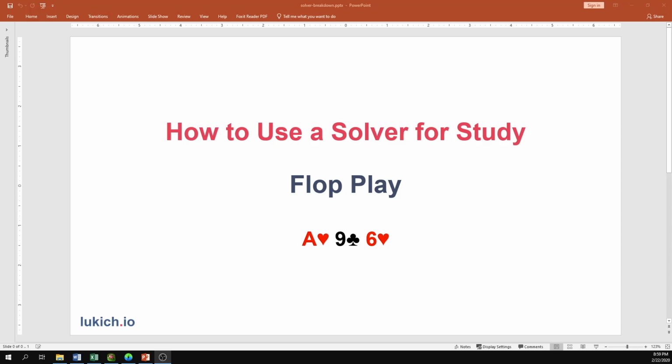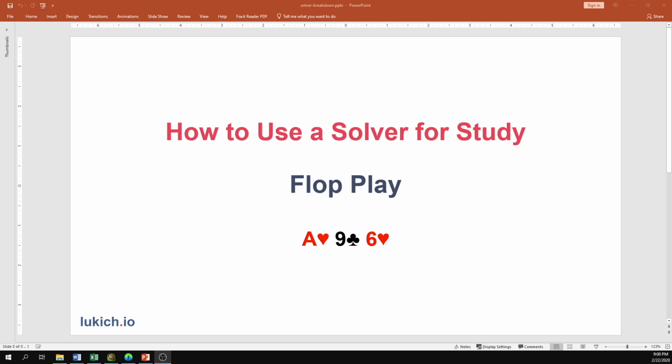So today I'm going to go through my process with some example solves that I ran. And specifically here, what I'm going to look at, and you see the board on here, is a board of ace of hearts, 9 of clubs, 6 of hearts. The board is not really super important. I'm not going to spend a lot of time today going deep into the strategy. I might highlight something here and there to make a point, but really I'm going to spend more of my time just walking through the process.